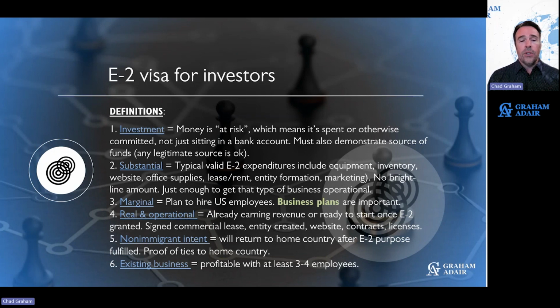In terms of real and operational, they want to see that the company is likely to succeed, that you have a way to create revenue. Either you already have customers or you have work orders coming in, things like that show that it's an endeavor that's likely to succeed. If you're buying an existing business, you want to be sure that that existing business is profitable. If it's a company that's losing money, you're going to have a hard time showing the real and operational piece of it unless you have a very good plan for showing how you're going to turn that around and make it a profitable endeavor.